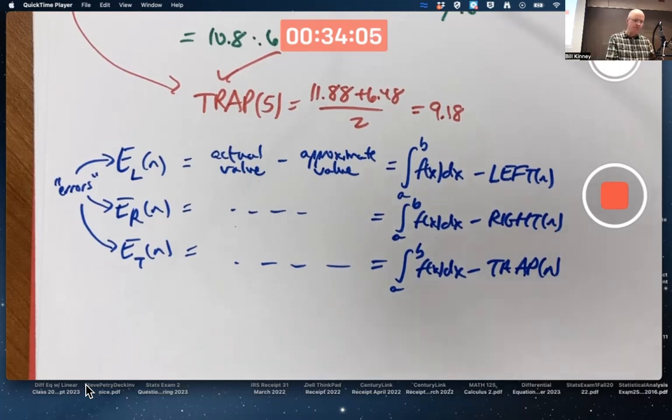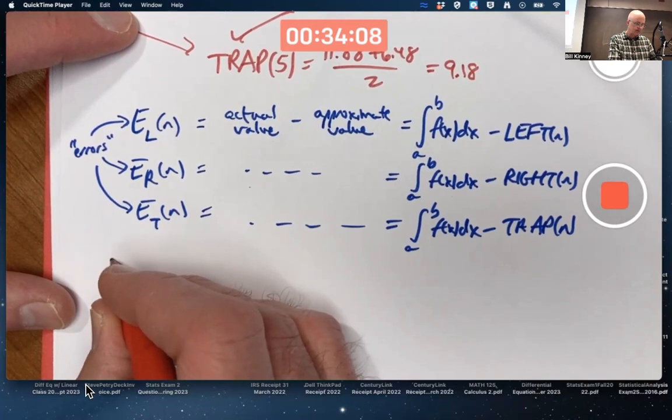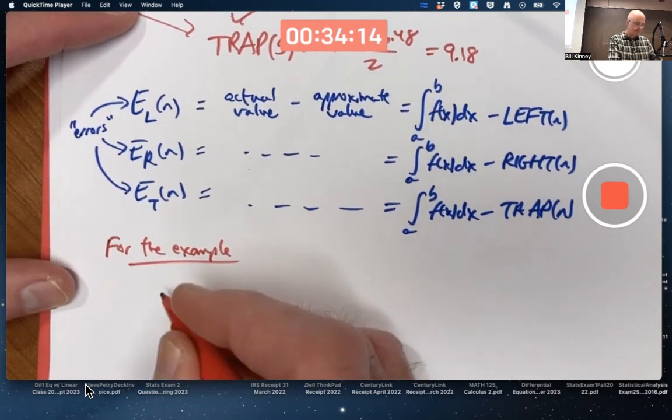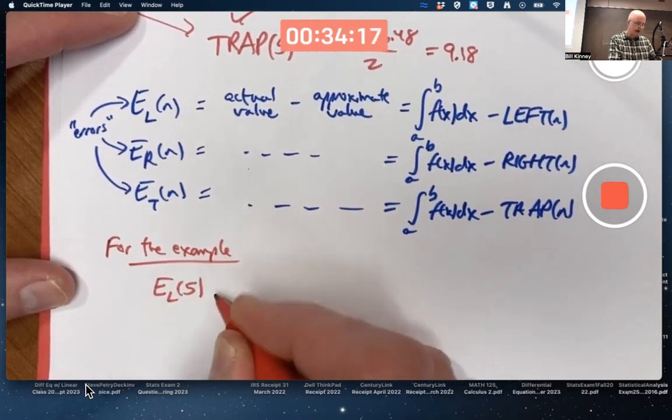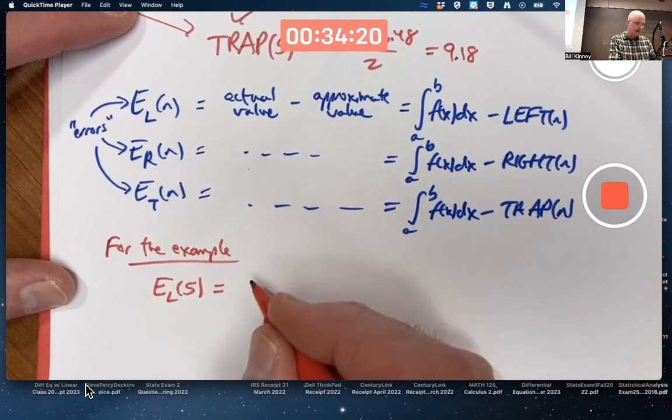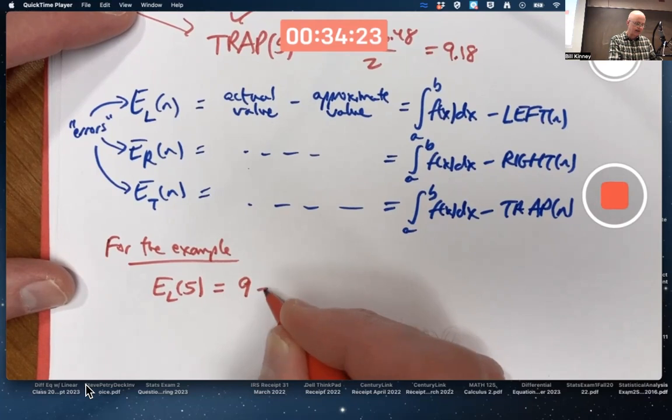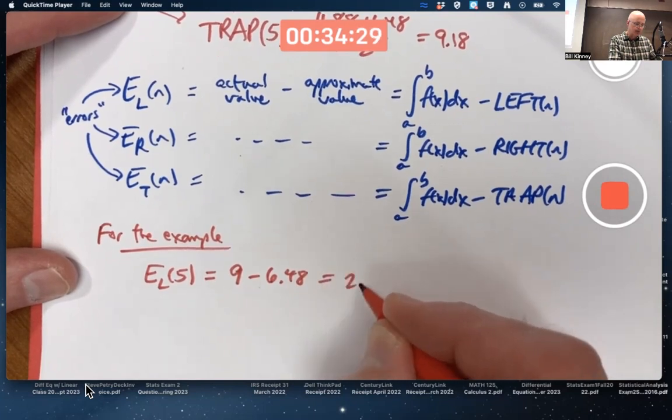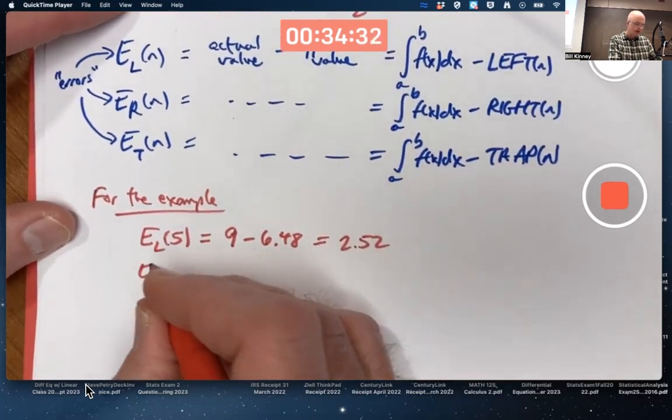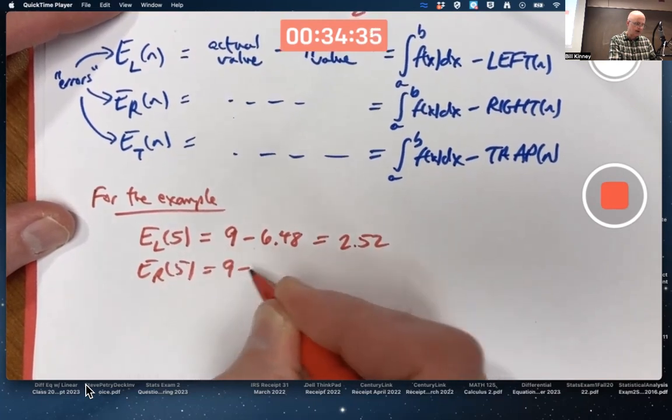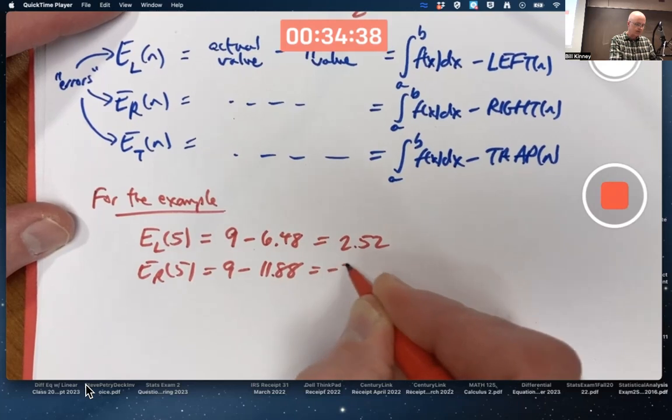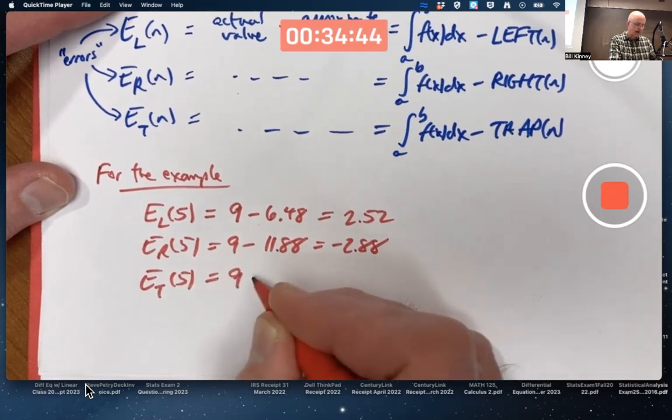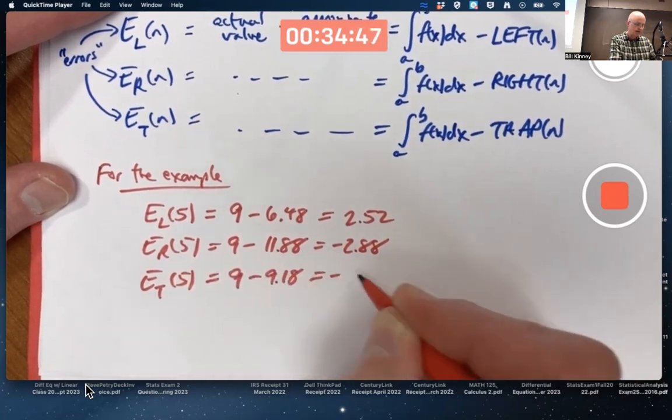So in the present example, E_L of 5, N was 5. The actual value of the integral is 9. The approximation we got from the left-hand rule was too small. That was the 6.48. So the error is 2.52. The error for the right-hand rule is the actual value minus 11.88, negative 2.88. The error for the trapezoid rule was the actual value 9 minus the approximation 9.18, negative 0.18.